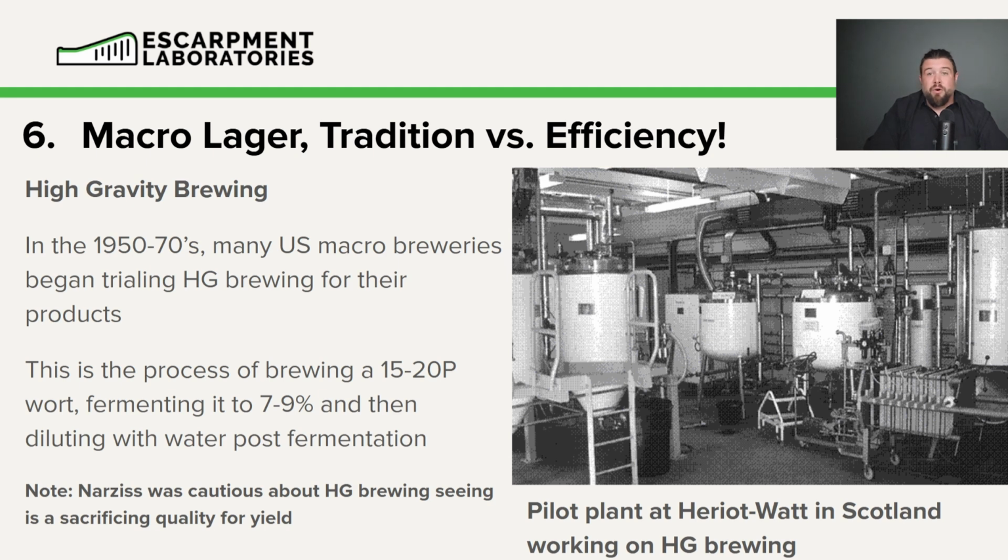This process is where instead of brewing, say, a beer to 12 degrees Plato, it would be brewed to 15 to 20 degrees Plato, or 7 to 9% ABV, or alcohol by volume. You make a very strong beer. At which point you then add de-aerated water, or water that can't oxidize the product, post-fermentation to bring the beer down to 4, 4.2, 4.5, or 5%. Now, Narziss was still alive at this point, and he was cautious about this method. This really only took hold in the UK and North America. You didn't see a lot of Germans using this method.